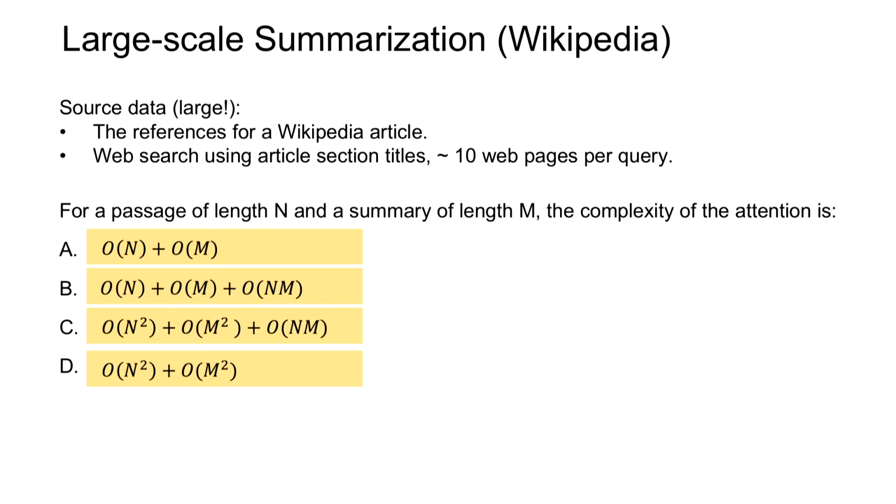So let's suppose we have something like Wikipedia, and we want to do summarization. The input is an entire article, and the output is going to be a summary. So the input has length n, and the output summary, which is shorter, has length m. So what should be the complexity? This is a clicker question. What should be the complexity of the attention? Complexity being how many links of attention there are, how many operations in the calculation there are?